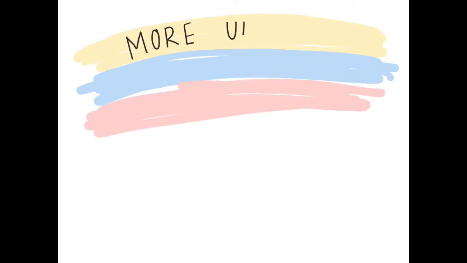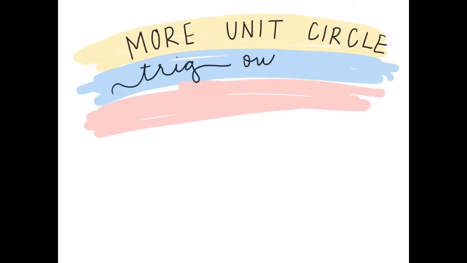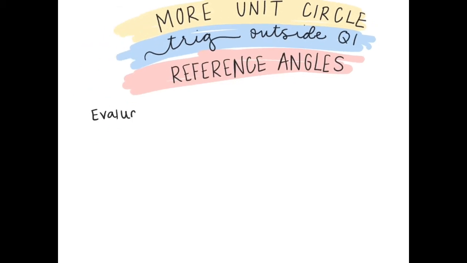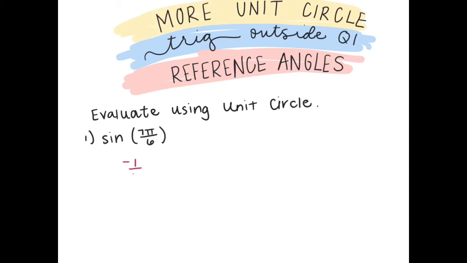Today I'd like to look at three things. The first is I want to take one more look at the unit circle and add on the tangent ratio. We're going to look at trig outside of quadrant 1 and reference angles. So first, take out your unit circle. Let's practice doing sine and cosine first.